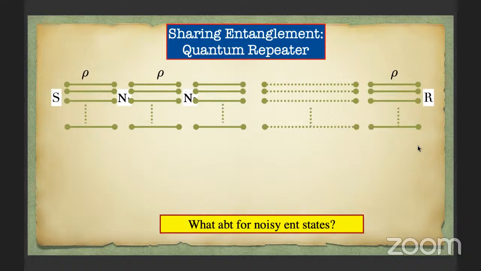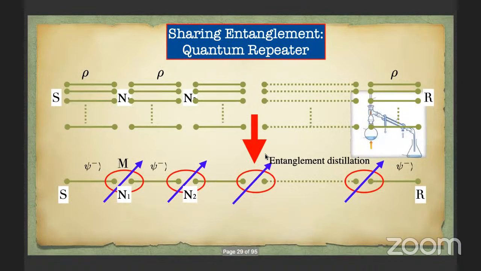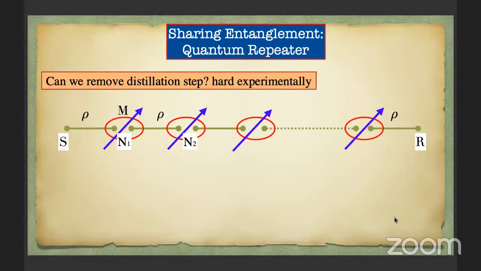And the quantum repeater proposal says that you start with many copies of rho in each segment, and then you perform entanglement distillation, and you create maximally entangled states between all these nodes. And finally, you perform measurements, for example Bell measurements, so that S and R share a maximally entangled state.